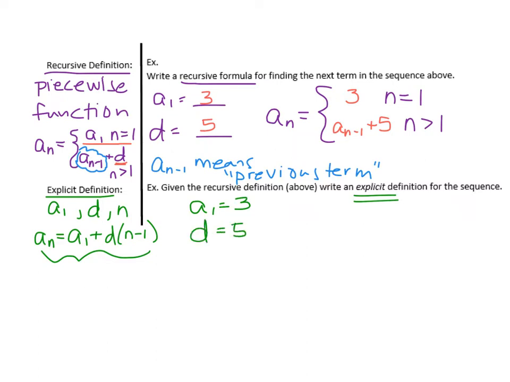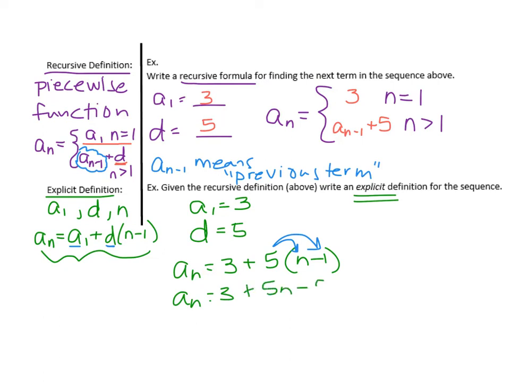But now those are the only two things we're going to plug into our equation. N means any term in that sequence, and we don't know what n is yet, so we leave n for now. We'll write a sub n equals a sub 1, which is 3, and d, which is 5, times n minus 1. Now, order of operations would state to distribute the 5 in, and then we'll simplify. A sub n equals 3 plus 5n minus 5. Combine like terms here and here, and we would have a sub n equals 5n minus 2.